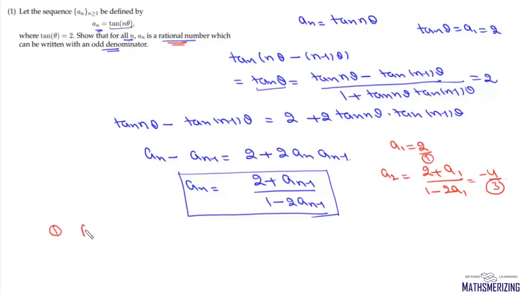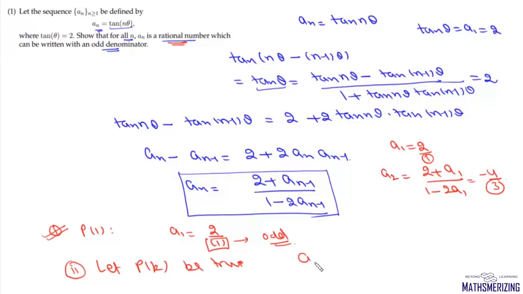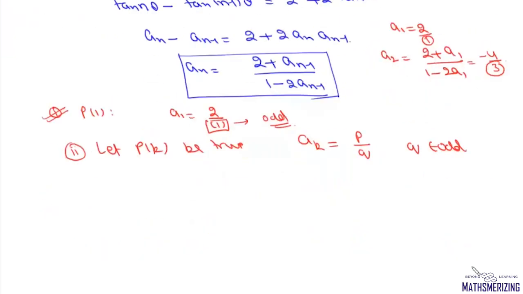So first step is, we'll prove that P1 is true. What is P1? P1 is A1, which is simply 2 upon 1. So this denominator is an odd number. So that means P1 is true. Now we'll assume that Pk is true. So it simply means that we can write Ak as some P upon Q, where Q is an odd number. Then we need to prove that P(k plus 1) is true.